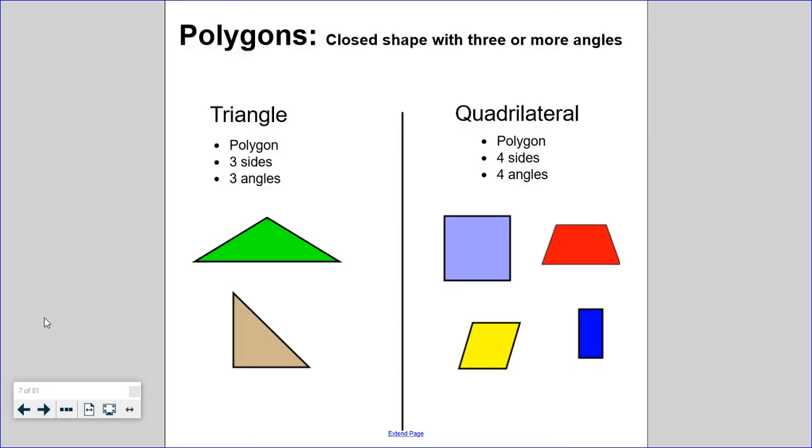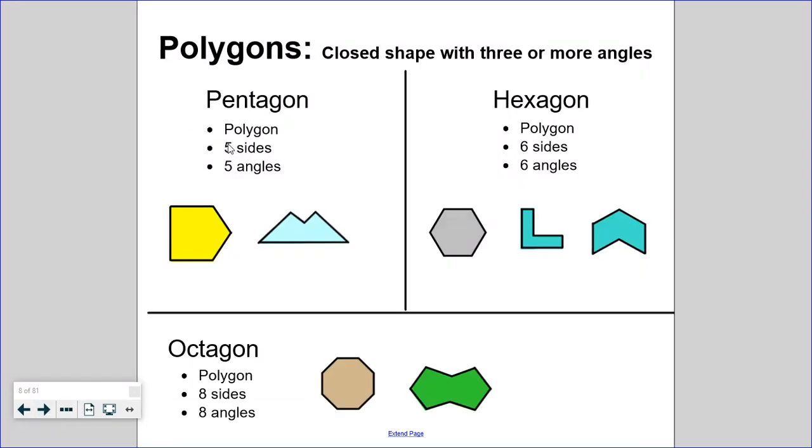All right, so let's look at these a little more closely. Triangles. They're polygons, they have 3 sides, and they have 3 angles. So I can identify these as triangles based on these attributes. They both have 3 sides, they both have 3 angles. Quadrilaterals are polygons with 4 sides and 4 angles. Pentagons are polygons with 5 sides and 5 angles. Hexagons are polygons with 6 sides and 6 angles. And octagons are polygons with 8 sides and 8 angles.